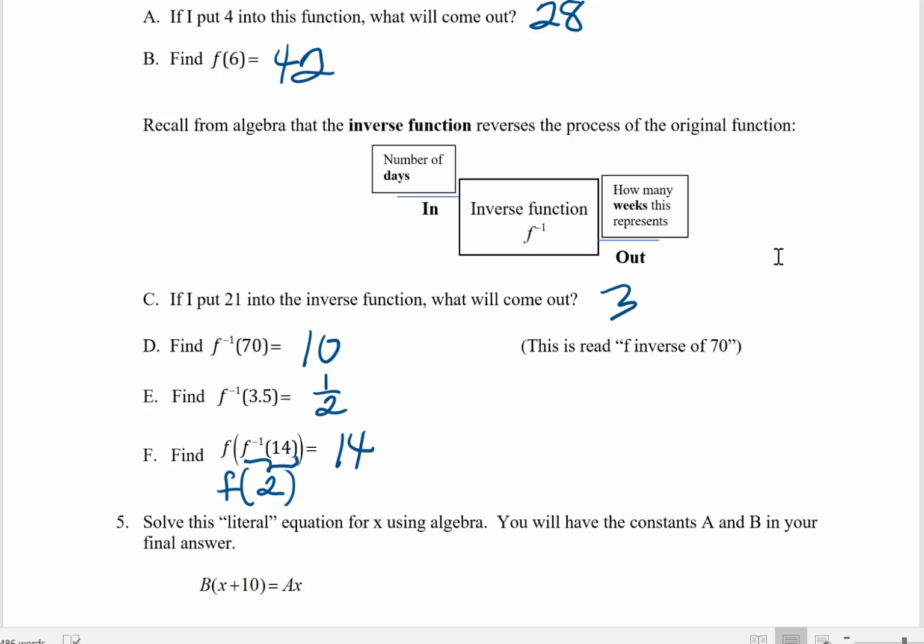After you do this for a while, you might remember that if you run a number through both its inverse function and its original function, you're just going to end up with what you started with because the function and inverse function reverse each other.